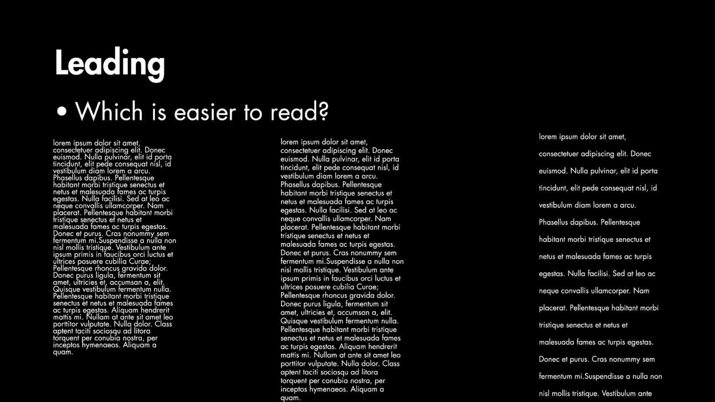Leading. So leading is the space between the lines of text, so from top to bottom. So you'll notice that the column of text on the left has a smaller space between the lines. The column in the center tends to have a default space between the lines. The column on the right has a larger space. So when we're looking at these different spaces between the lines of text, what we're describing here is a change in the lead.